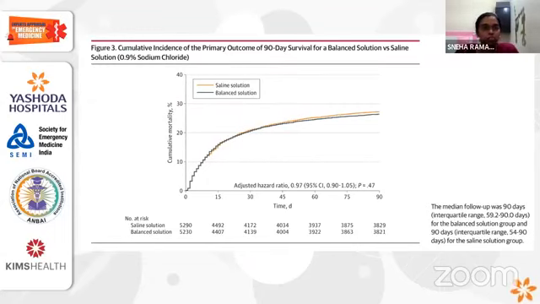So this is the cumulative mortality graph they got after the study. We can see that the cumulative mortality increases as the days pass, and there is a similarity between the mortality of the normal saline group as well as the balanced solution. Balanced solution is Plasma-Lyte 148.